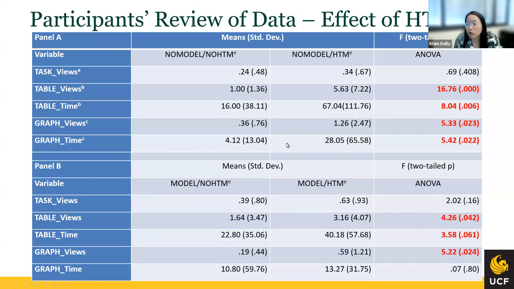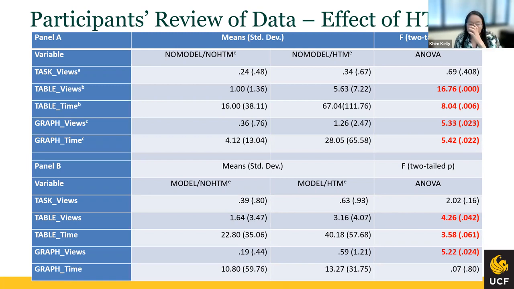Because we told them that whatever hypothesis you have, you should be evaluating against actual performance data. So they are behaving like what we told them to. That's for the no model condition. In the model conditions, that's when everybody had the model, we found the same thing. When you're comparing table views, table time, graph views, graph time, folks who have the HTM are just viewing and looking at the data a lot more than folks who don't have the HTM. So what we got from this was that yes, HTM works as we thought it would work. It motivated people, it encouraged people to look at the data more.